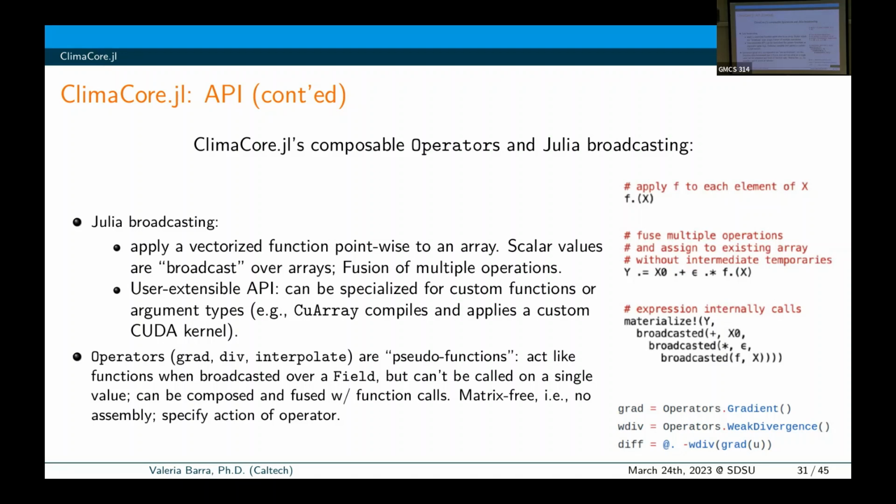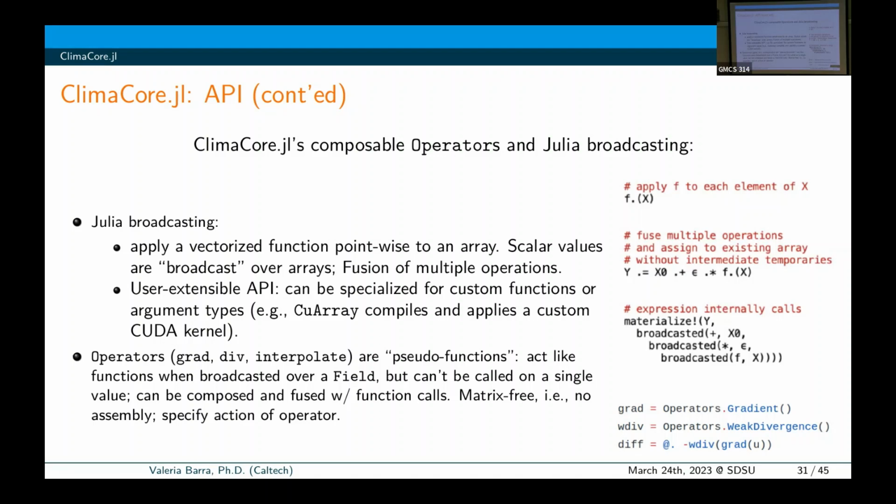In Julia, you can fuse multiple operators and assign to an existing array without the need for temporaries. So you don't need to store any intermediate memory. So for instance, here in this instruction, this will be translated internally in Julia into calls like this. We would have the first call, which is broadcast f over the array, which is f.x here. Then the result of this is broadcasted with epsilon and the times operator. The result of this is broadcasted with x naught and the plus operator. All of this, you assign to an existing array y, all without needing temporaries. The only time where the compiler iterates over the array data is in the materialize function. That's the only time.